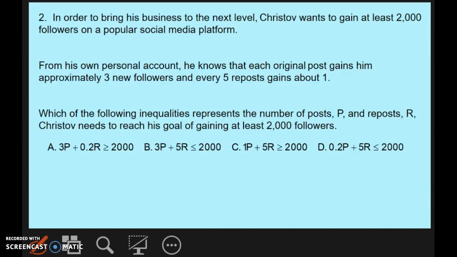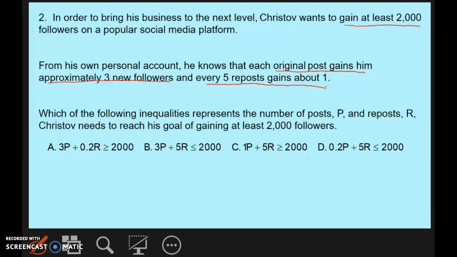In order to bring his business to the next level, Christoph wants to gain at least 2,000 followers on a popular social media platform. So he wants to gain at least, there's that keyword, at least 2,000. From his own personal account, he knows that each original post gains him approximately 3 new followers, and every 5 reposts gains about 1.